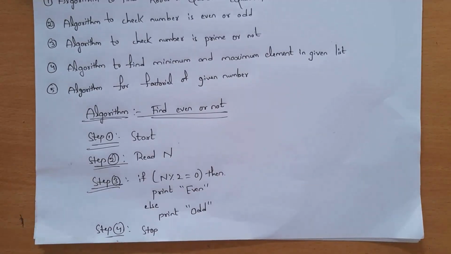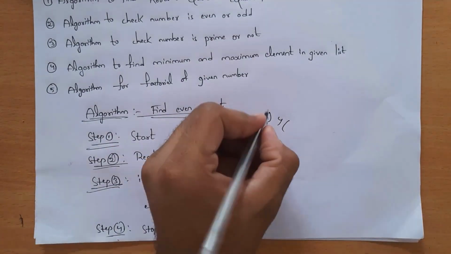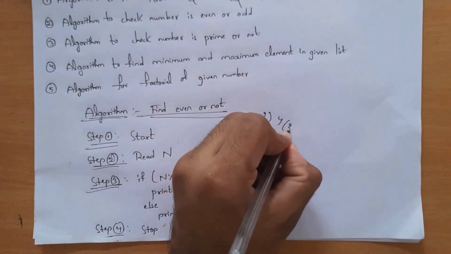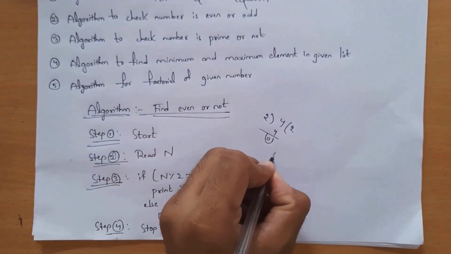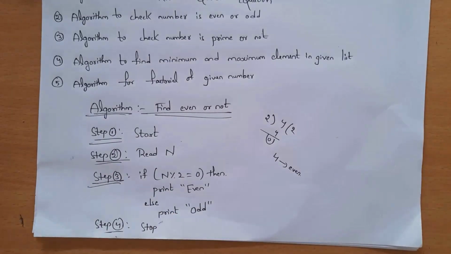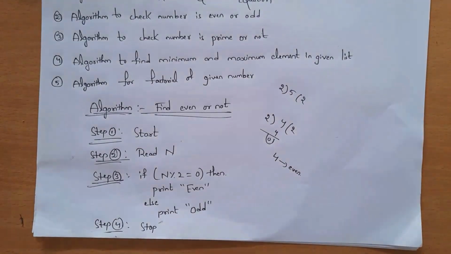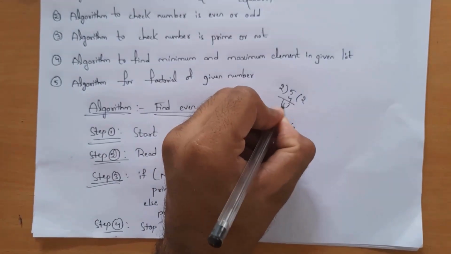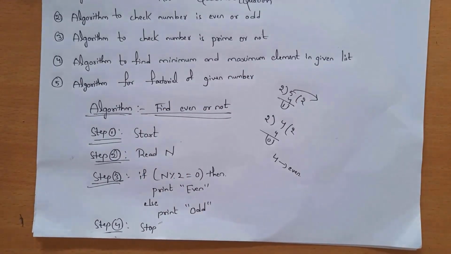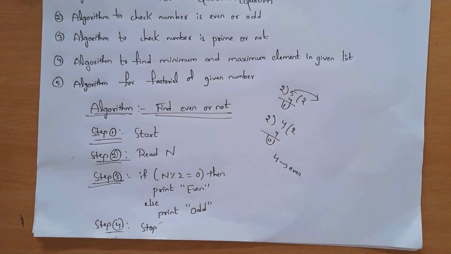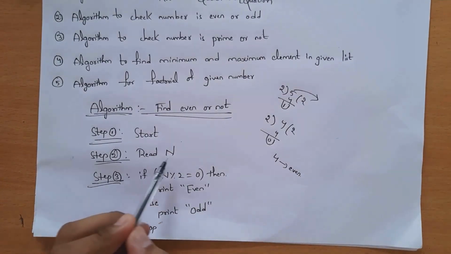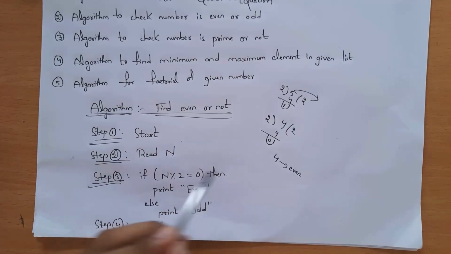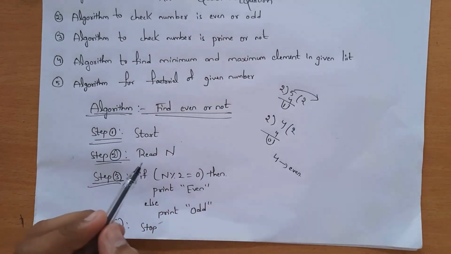For example, if we divide any number by 2 and get remainder 0, then we consider it an even number, else it is an odd number. If you consider number 4, dividing 4 by 2, 2 twos are 4, so the remainder is 0, so 4 is an even number. If you consider number 5, dividing 5 by 2, 2 twos are 4 and the remainder is 1, so 5 is not an even number, it is an odd number. For every algorithm, step 1 is start and step 2 is read n, that is, reading any number like 5, 4, etc. So here I wrote read n.